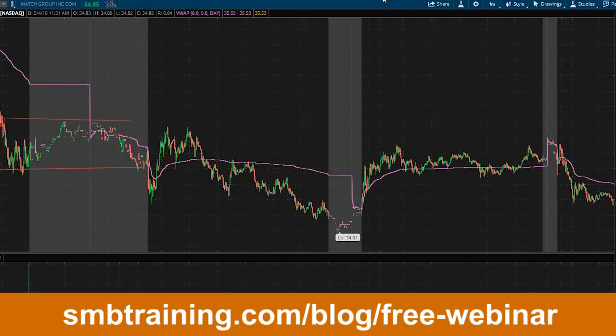And A, when I didn't see that when the market got really strong, and B, when that first burst of 30 minutes in Match got met with selling into the close, that's a strike. Now it did close above VWAP, so that was okay, but that's a strike.